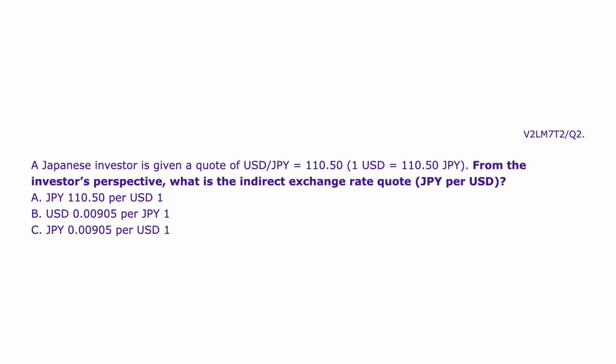A Japanese investor is given a quote of USD/JPY equals 110.50, that is, 1 USD equals 110.50 JPY. From the investor's perspective, what is the indirect exchange rate quote, JPY per USD? A. 110 Japanese yen and 50 sen per 1 US dollar. B. 0.00905 US dollars per 1 Japanese yen. C. 0.00905 Japanese yen per 1 US dollar.